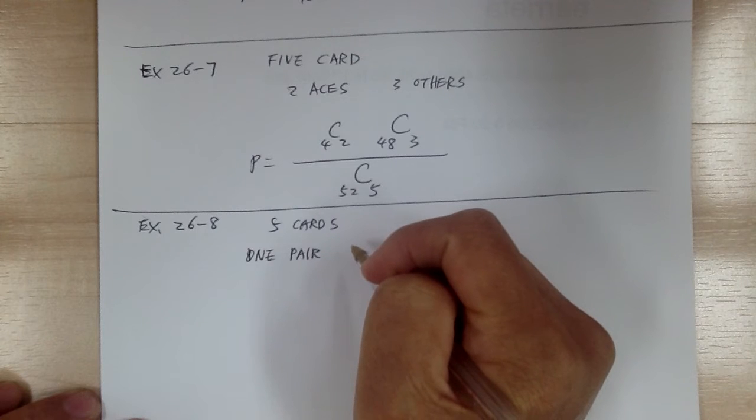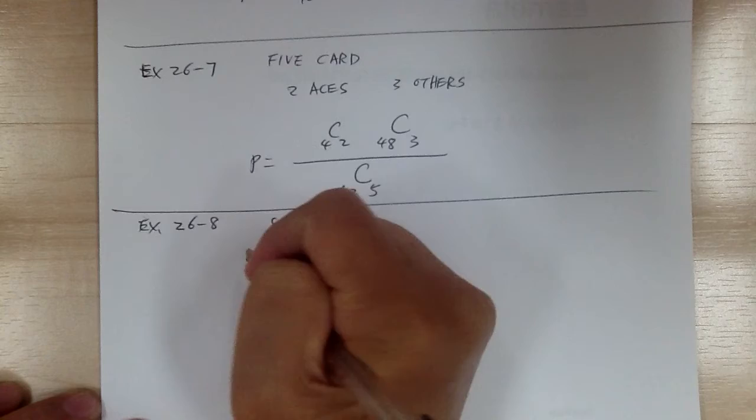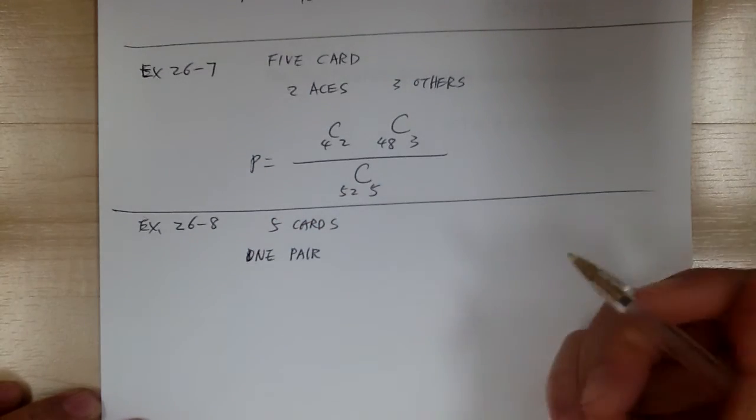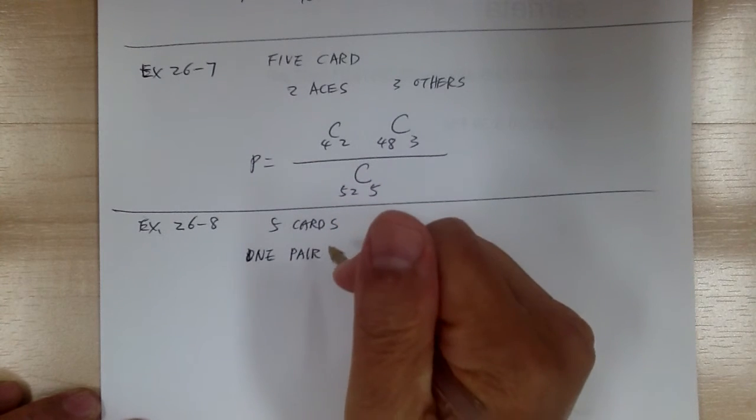And no other cards duplicated. So it can mean 1 pair, because other cards duplicated means you're going to get two pairs or three of a kind or things like that. So you want to get 1 pair.